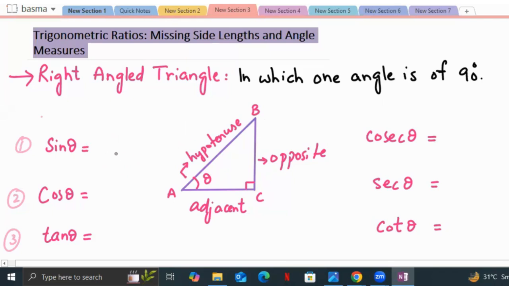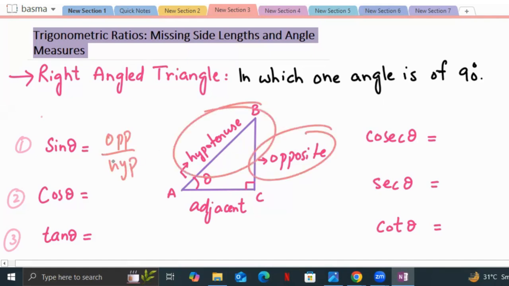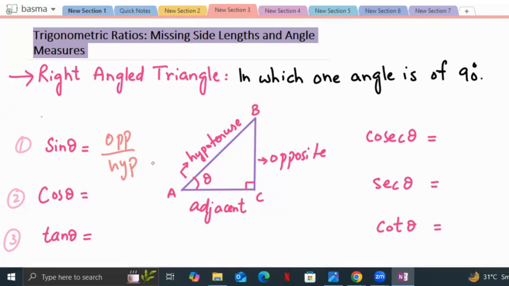So what is the sine theta ratio? Sine theta, you need to learn them, is always going to be opposite over hypotenuse. So opposite side over hypotenuse side. Do not mix the opposite and adjacent side. The longest one is always going to be the hypotenuse, and the side between theta and the 90 degrees is adjacent. The side opposite to theta is called the opposite side. So sine of the angle theta is always going to be opposite over hypotenuse.